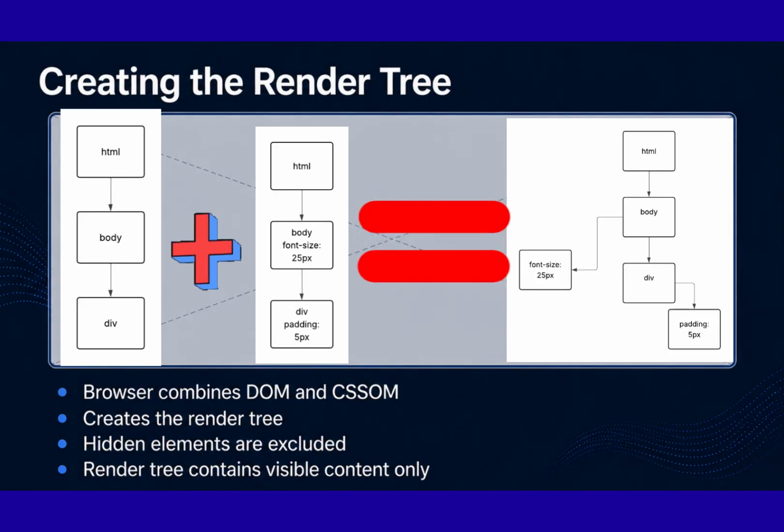Now the browser combines the DOM and CSSOM into something called the render tree. The render tree contains only the elements that will actually appear on the screen. For example, elements with display none are excluded. This is important. The DOM contains all elements, but the render tree contains only visible elements along with their computed styles. At this point, the browser finally knows what needs to appear on screen and how it should look.